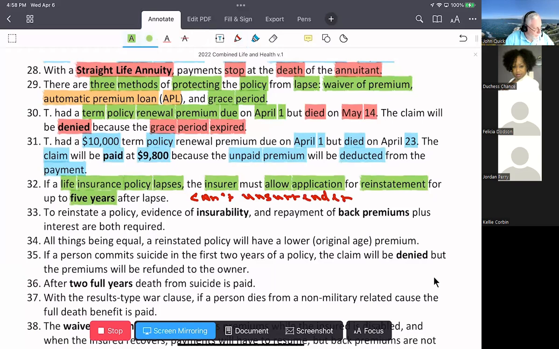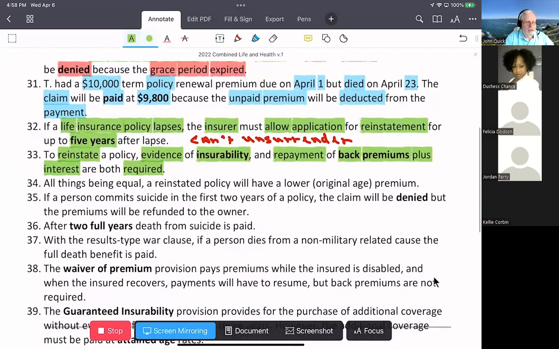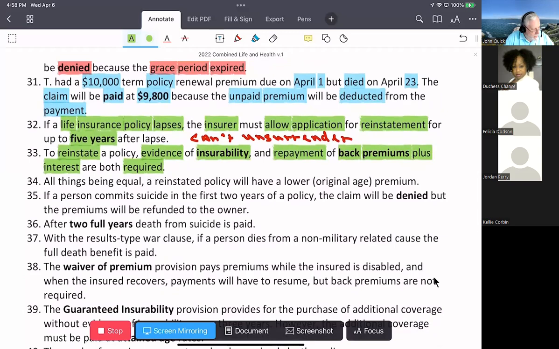To reinstate a policy, evidence of insurability, repayment of back premiums, and even some interest are required. All things being equal, a reinstated policy, will it be more, less, or same as just buying a new policy? It'll have a lower original age premium. So one of the reasons you want to get your policy reinstated is you got that 23-year-old rate instead of the 35-year-old rate.